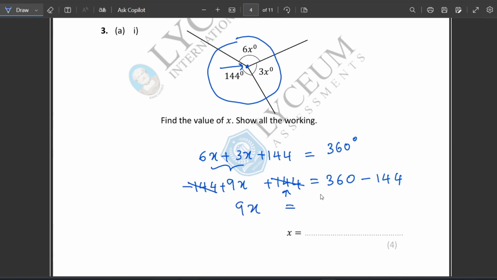9x equals 405. So we can divide 405 by 9. So to get rid of this 9, we have to divide both sides by 9. So x equals 45 degrees.